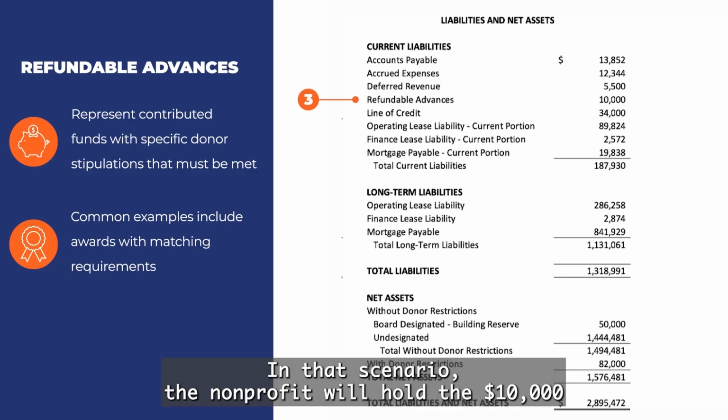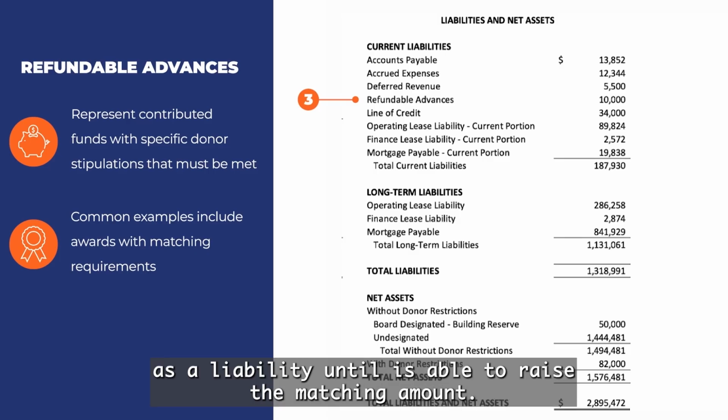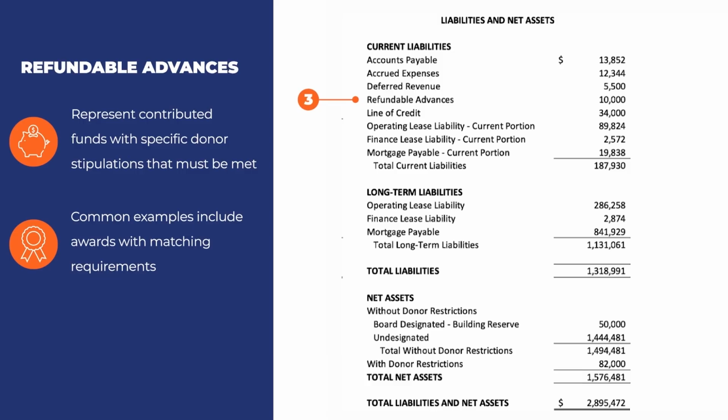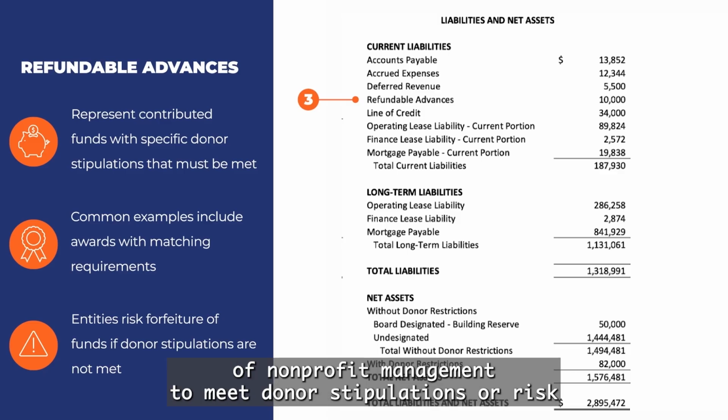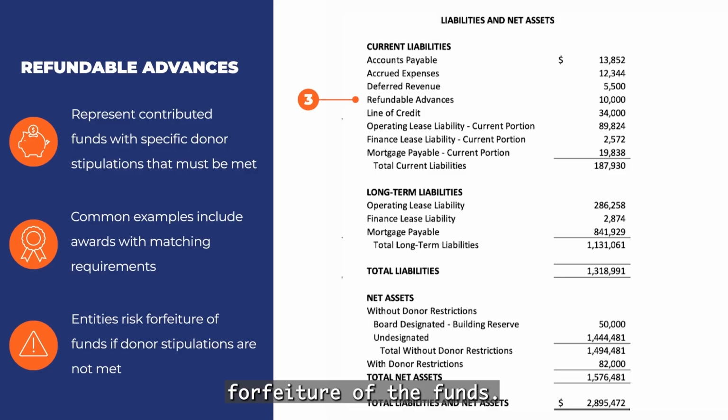In that scenario, the nonprofit will hold the $10,000 as a liability until it is able to raise the matching amount. This account is important because it documents the responsibility of nonprofit management to meet donor stipulations or risk forfeiture of the funds.